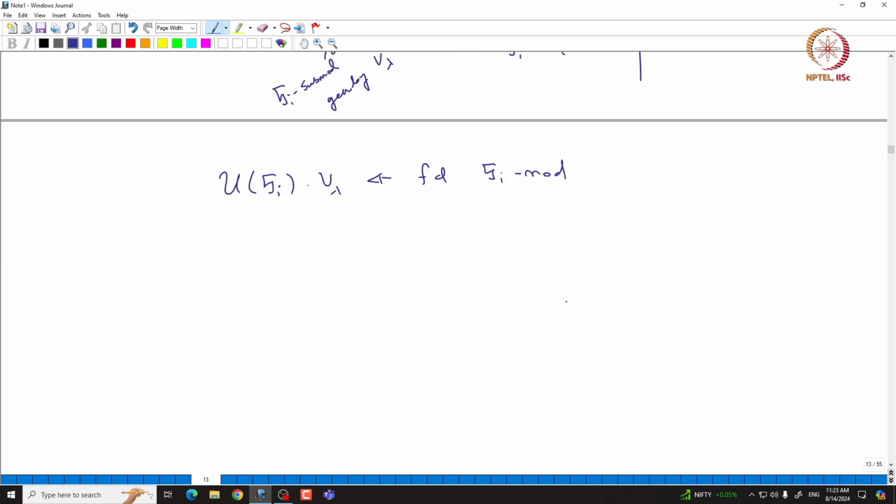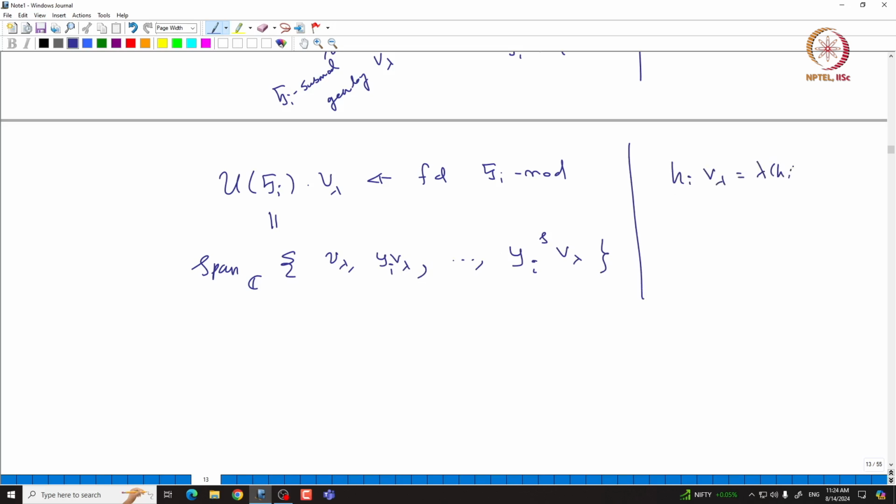So, now look at it: it's actually the spanning set. It is not hard to prove this is indeed the span of V_lambda, y_i V_lambda and so on, y_i^s V_lambda. Now, note that h_i V_lambda is given by lambda(h_i) V_lambda and x_i V_lambda is 0. That means this V_lambda is indeed a maximal vector in the sense of an SL2 module.